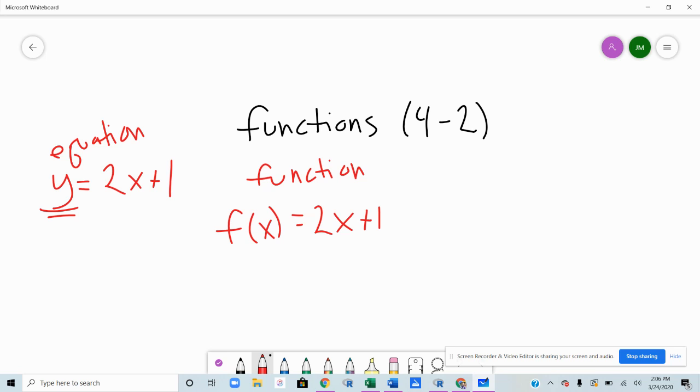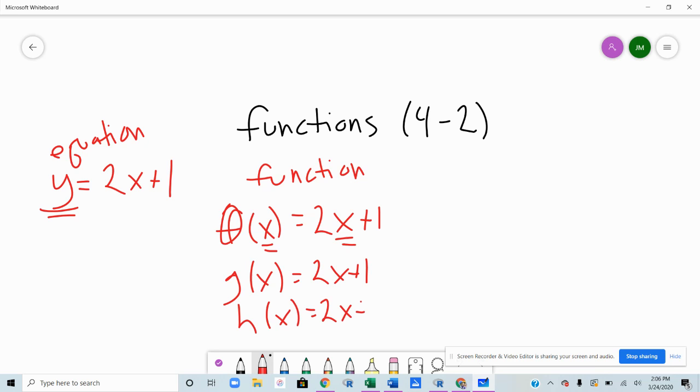Okay. And remember that the variable inside your parentheses must match your variable over on the right side. Okay. F can be different. Maybe that was g of x equals 2x plus 1. Maybe it was h of x equals 2x plus 1. All of those are functions, the f of x, g of x, h of x part.